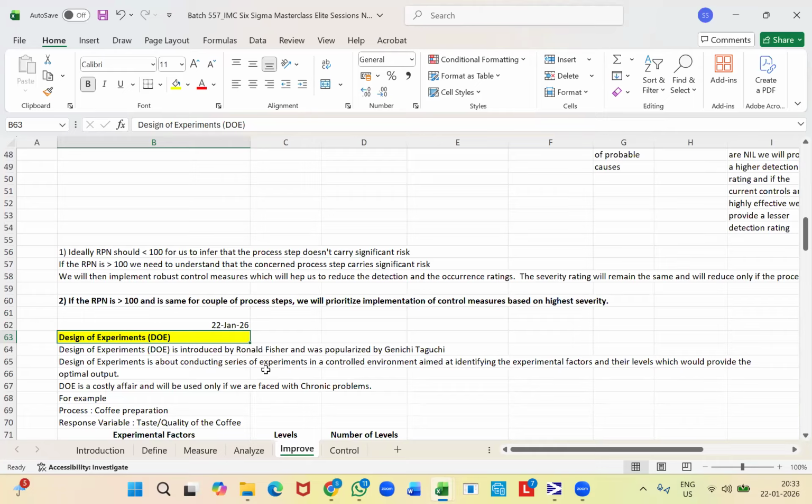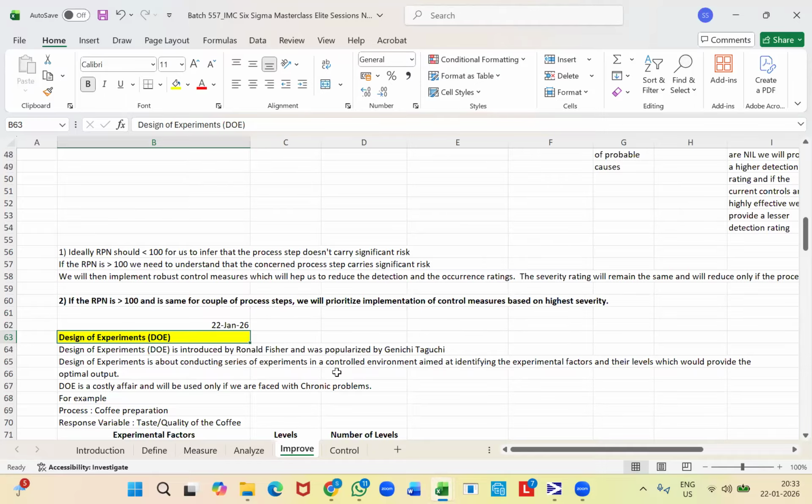Since we need to conduct all these experiments in a very controlled environment, DOE is a very costly affair. So we will not use DOE for simple problems. Only if the problem is pretty chronic, in the sense the problem has been in existence for a very long time, will we perform the design of experiments.